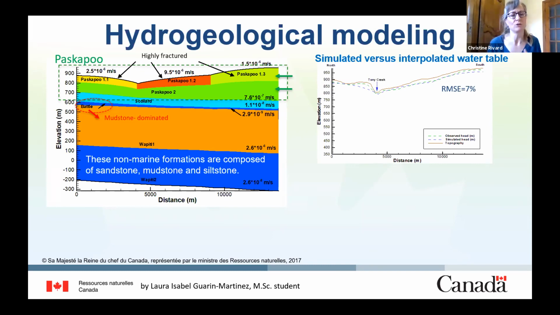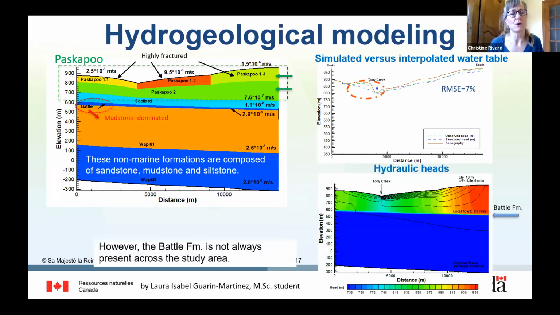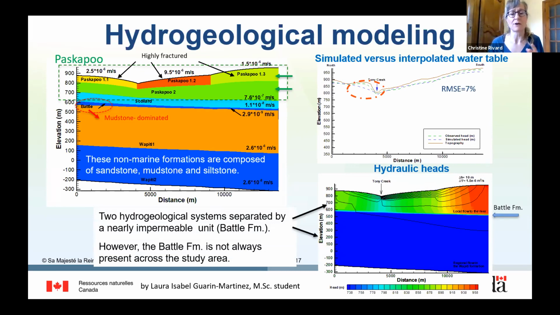Therefore, the real water table is probably lower than what is shown here on the figure, especially just north of Tony Creek where a mound is present. The last figure on the bottom right shows, as expected, that flow is mainly concentrated in the upper part of the model, and especially in the first 100 meters where higher hydraulic conductivity values have been assigned in the Paskapoo formation. It also shows that there are nearly 2 distinct hydrogeological models separated by a nearly impermeable unit, the Battle formation, identified by the blue arrow on the right.